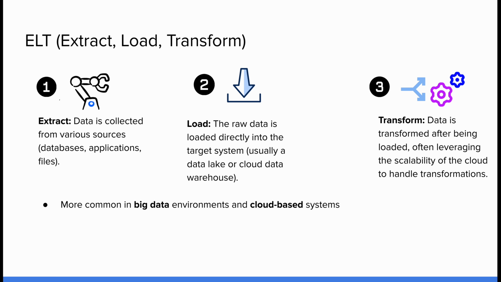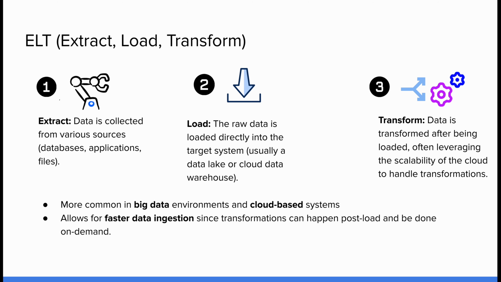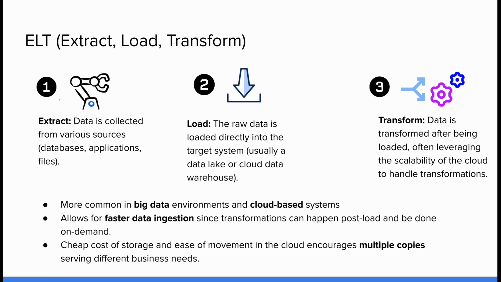ELT is a bit more common in big data environments and cloud-based systems, as I just said. It allows for faster data ingestion because transformations can be delayed until after the data is loaded. The cheap cost of storage and ease of movement in the cloud encourages keeping multiple copies of the data, serving different business needs. So this approach allows organizations to store multiple copies of the same raw data in different formats or for different purposes without the significant overhead costs that were once a barrier in traditional on-prem systems.